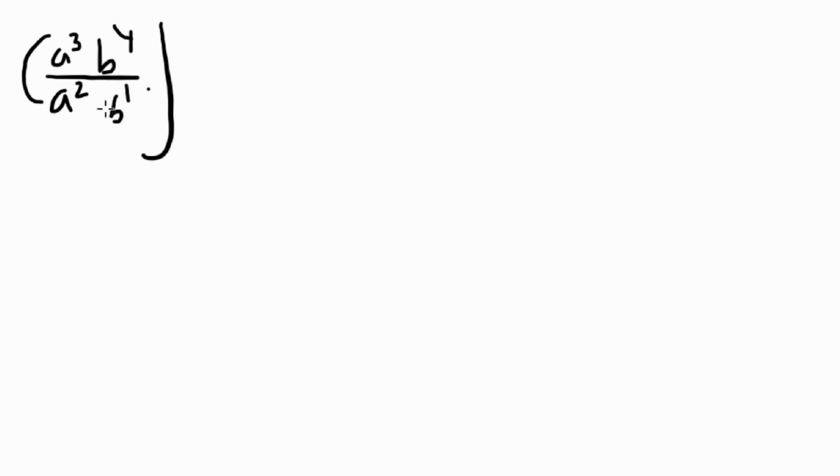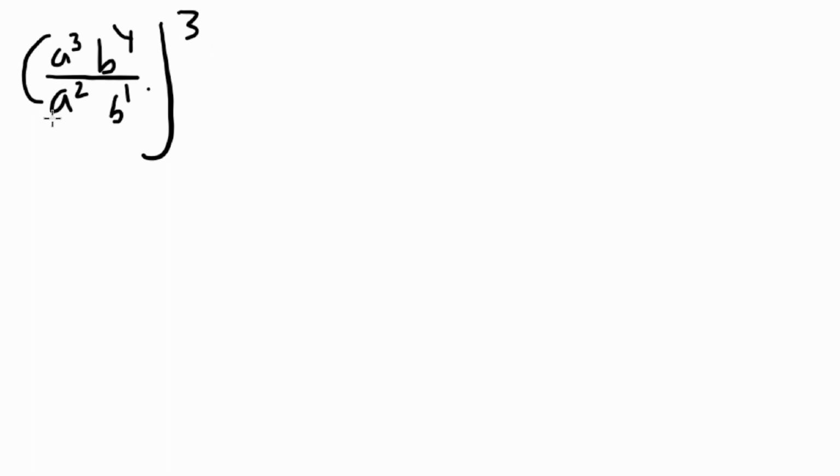So what we have here, ignore that dot, is a to the 3rd power times b to the 4th power, and a to the 2nd power over a to the 2nd power and b to the 1st power, and outside there's a 3. So all of this to the 3rd power.